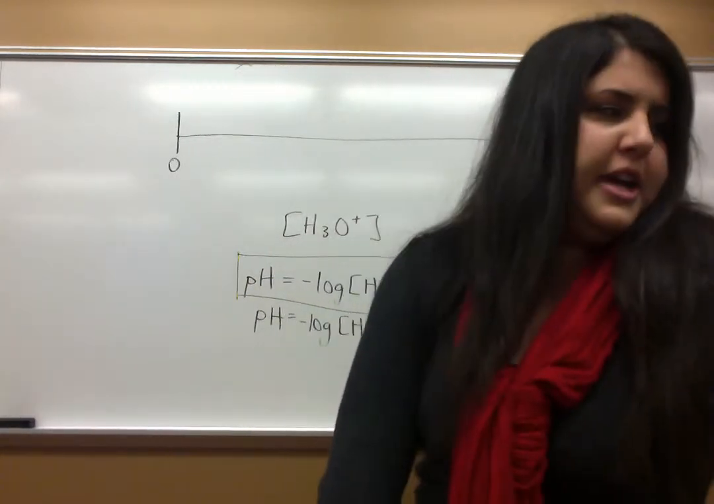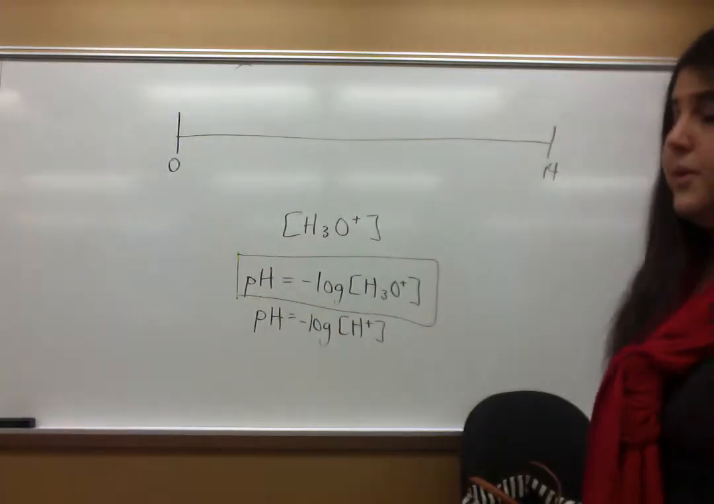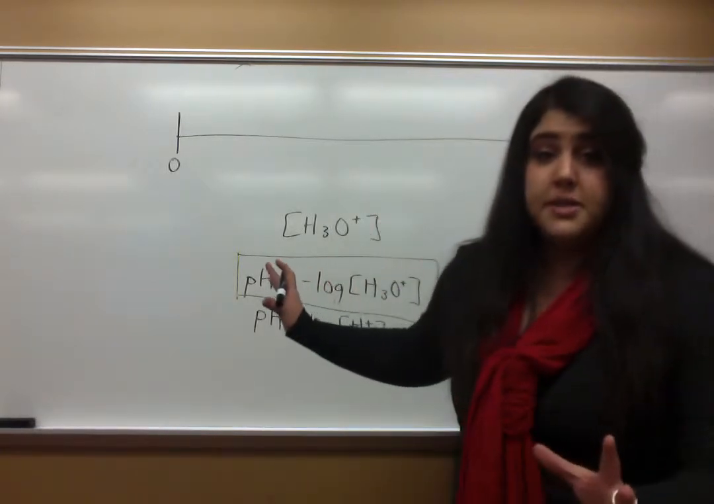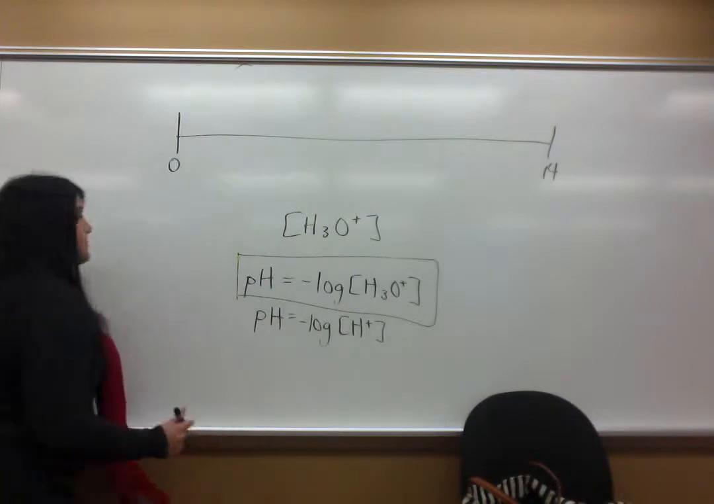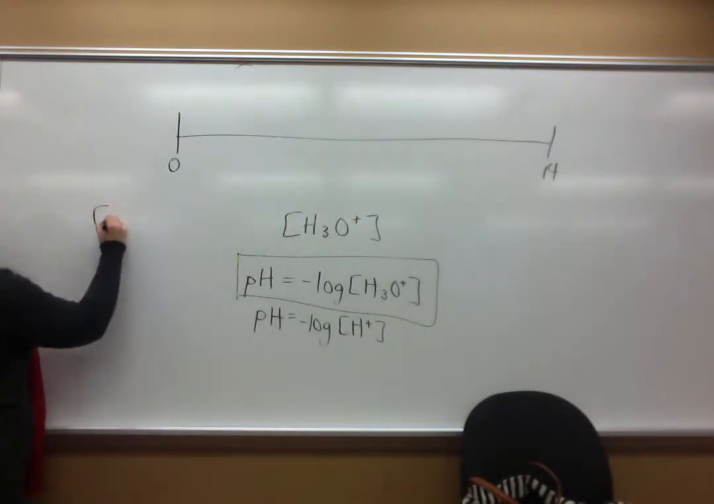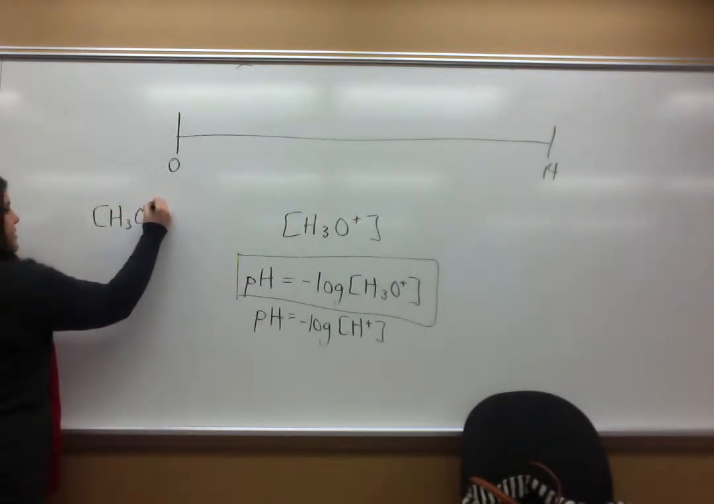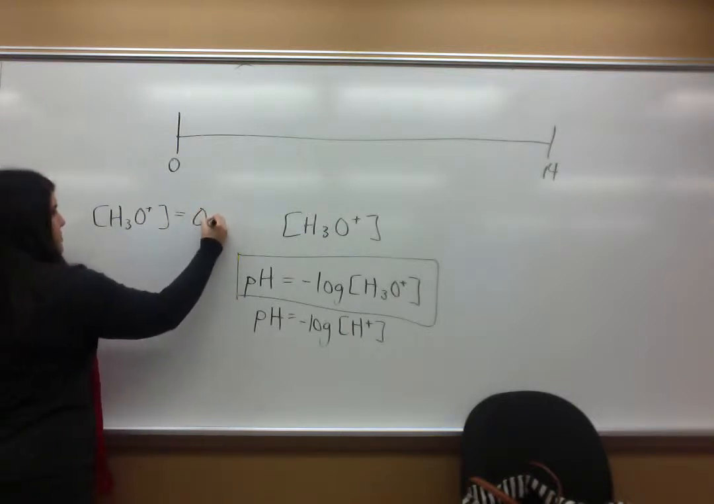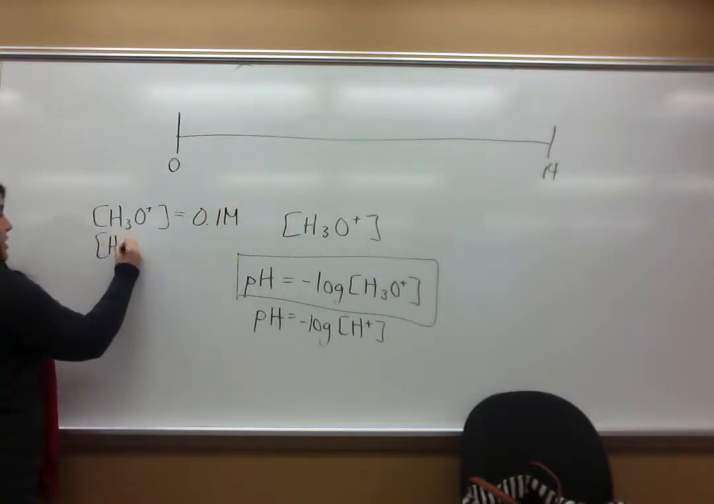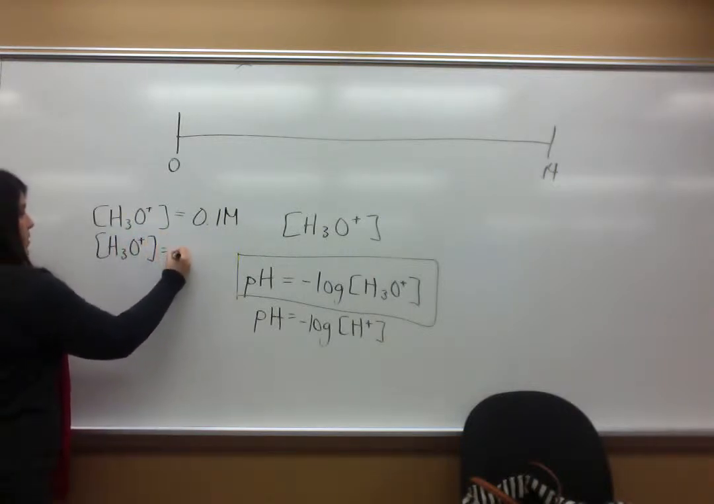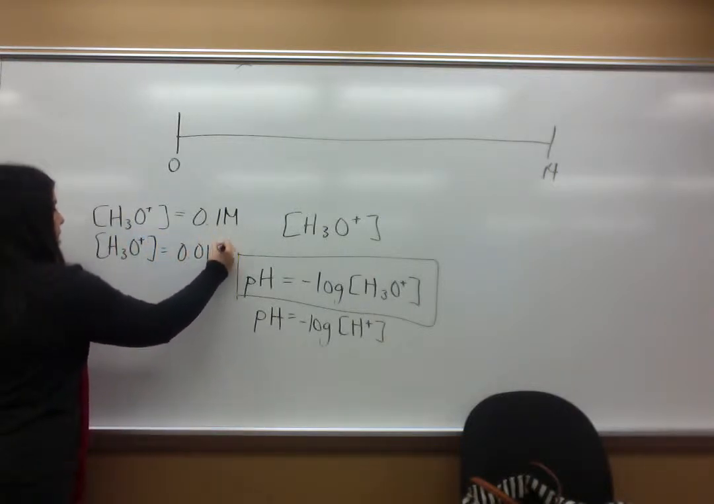Now, when we're thinking about these solutions, we should be thinking, well, how does this pH value tell me about the acidity of my solution? So let's try a couple of examples. If we look at a concentration of H3O+ equals 0.1 molarity, versus some solution that has a concentration of H3O+ equal to 0.01 molarity.